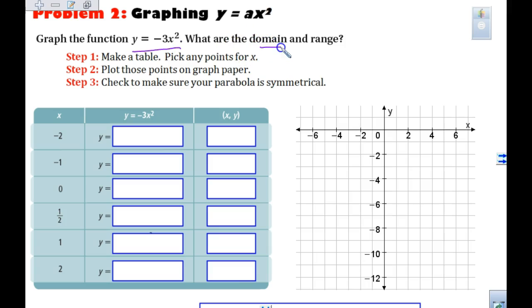The question we're always asked is, what is the domain and range? See, I told you it wasn't going away from earlier this year. So we're going to make a table. Usually, I'm okay if you pick 5 values: -2, -1, 0, 1, 2. You want to make your table.